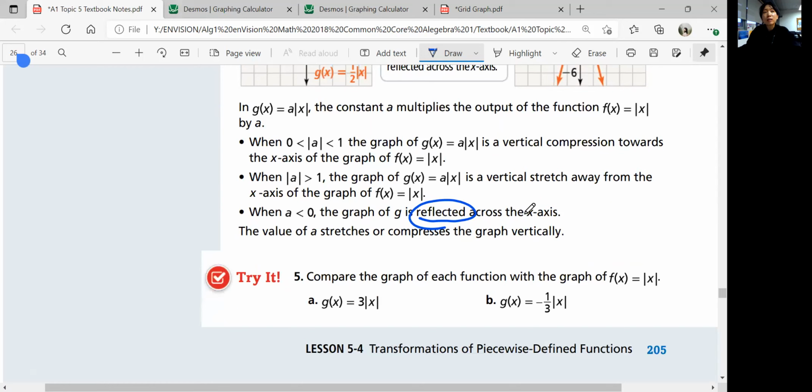Compare the graph of each function with the graph of the absolute value function. What happens? Is it a vertical stretch or vertical compression? Does it have a reflection? Then say it. Okay, part A. g(x) = 3|x|. What happens? The constant a is 3, and the absolute value of a is also 3, so it's greater than 1. It's a vertical stretch.